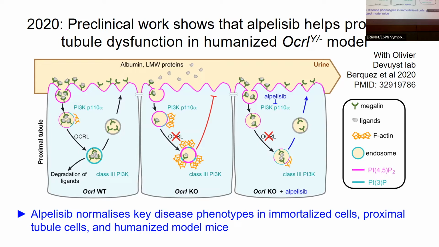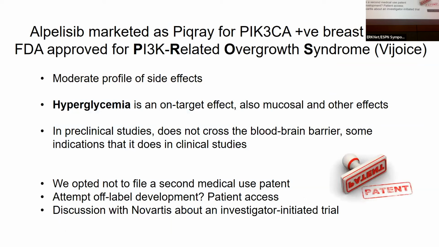So in summary, we found that alpelisib normalizes the key disease phenotypes in the immortalized cells, in the primary proximal tubule cells, and also within the humanized mouse model. So alpelisib is an already approved drug. It's marketed as Piqray for PI3 kinase positive breast cancer, and it's also this year been FDA approved in the rare disease situation for chronic use in PI3 kinase related overgrowth syndrome.